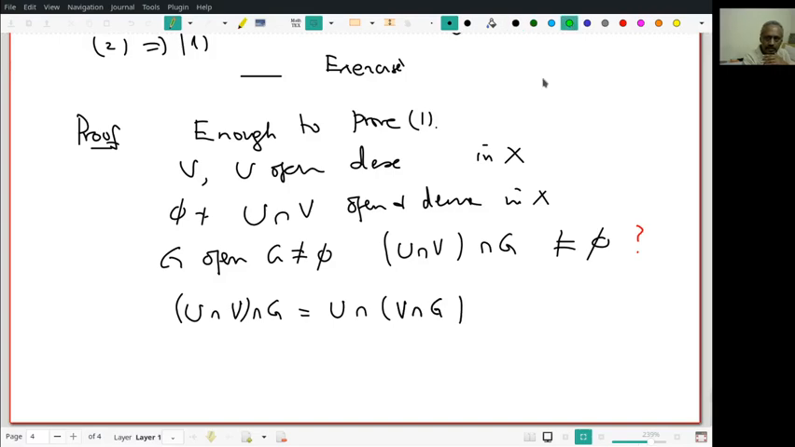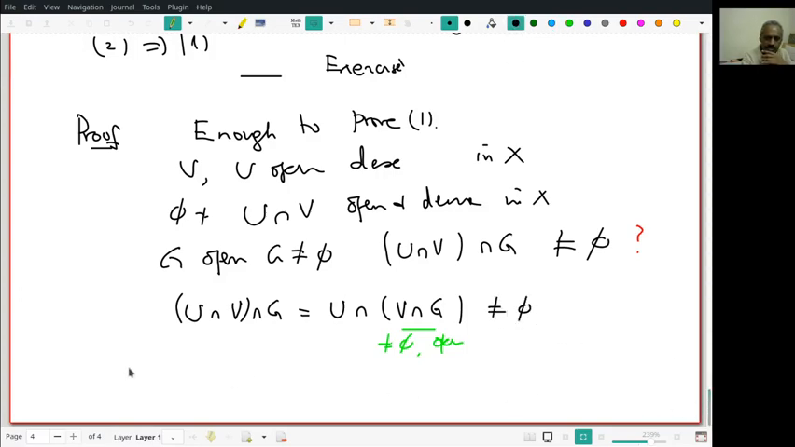Now, what do I know about this? This is non-empty. Just now I said G is non-empty, B is dead, therefore this is non-empty. And this is open, therefore this is not empty and also open. You understood? Therefore this is a non-empty open set. Now U is dense. Therefore, when U intersects with any non-empty open set, it should be non-empty. Therefore this is not empty.